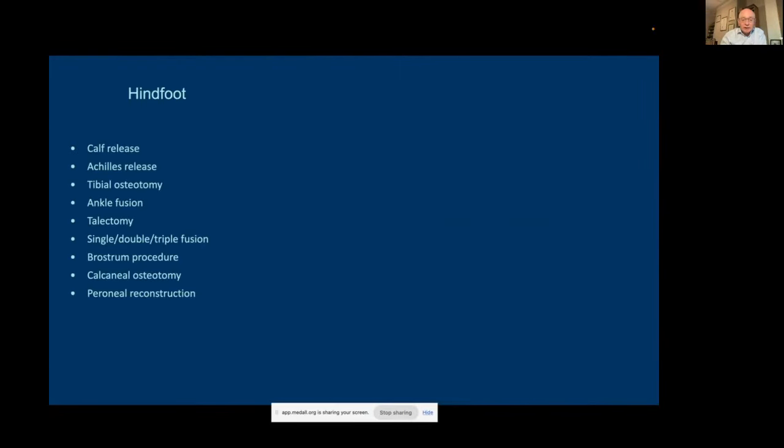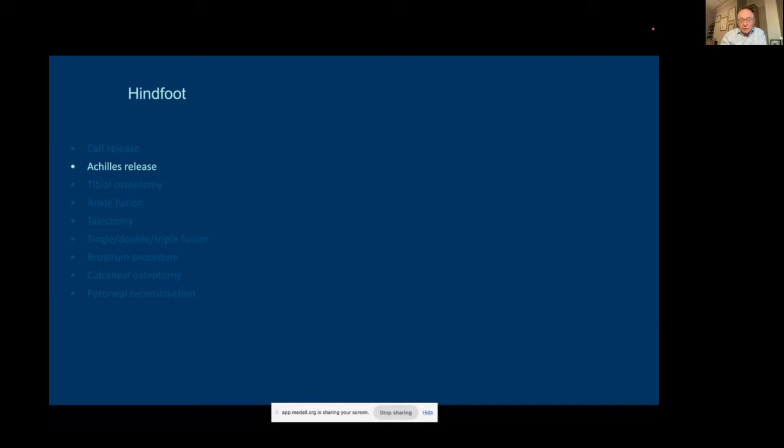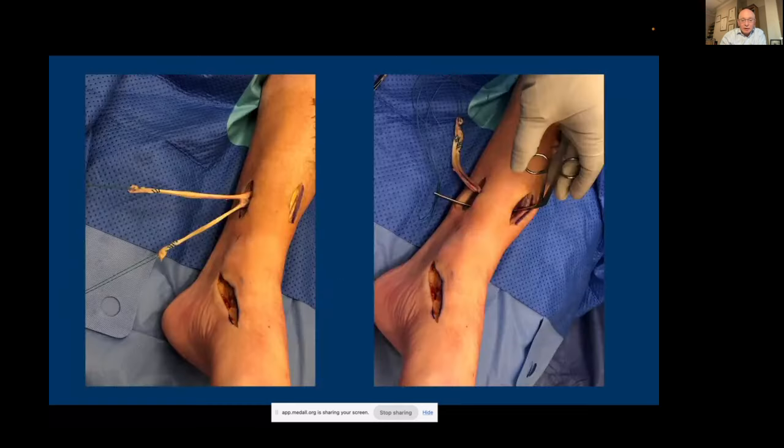So what to do? Again, I think easy decision. Achilles release to get that ankle dorsiflexing beyond neutral. And a tib post transfer. I didn't think she needed any bony correction at all. So, CMT, but with no bony correction. I quite like a split tib post transfer.